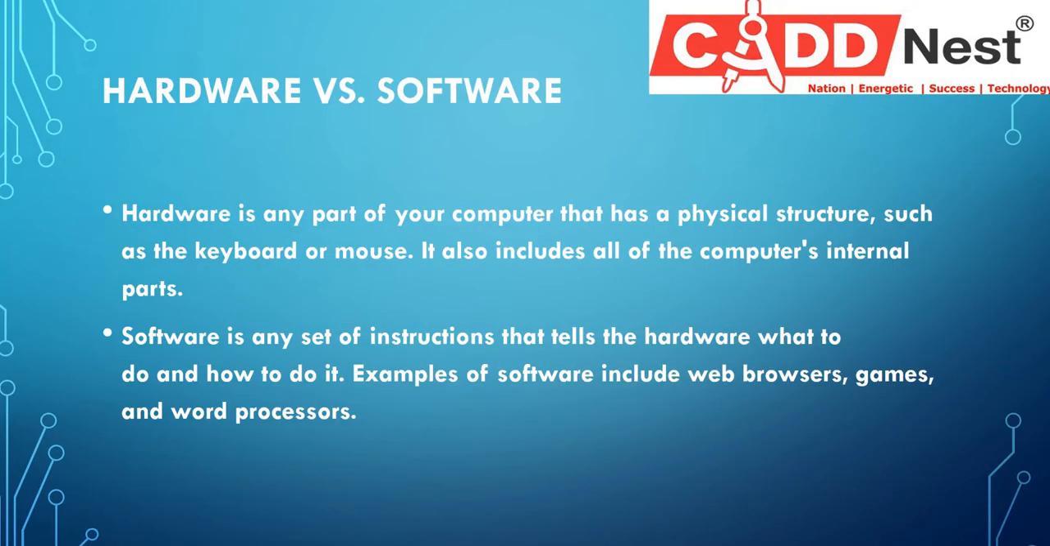And there are divisions of computer, categorized into hardware and software. So we have read in school that hardware is the part which we can feel and touch, and software is what we cannot feel and cannot touch. So that is what we have read in school. In addition to that, hardware is any part of your computer that has a physical structure, such as the keyboard or mouse. It also includes all of the computer's internal parts.